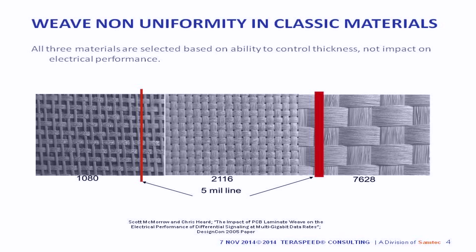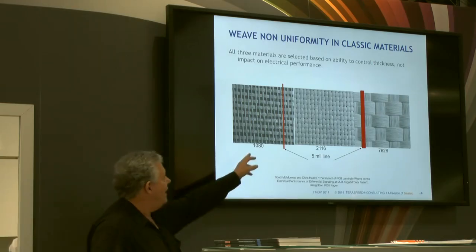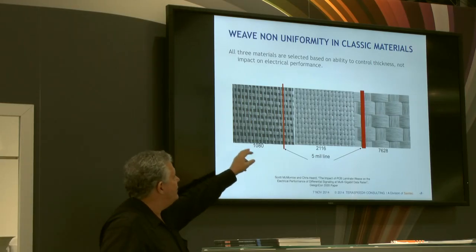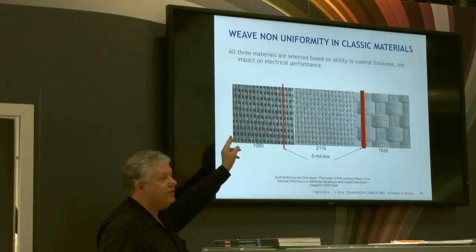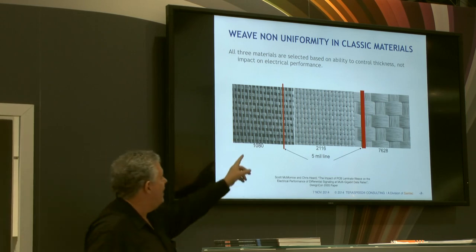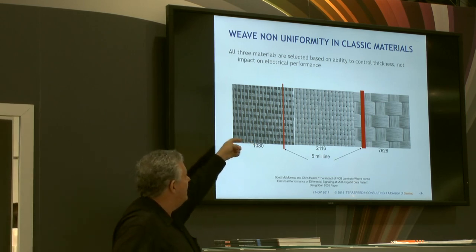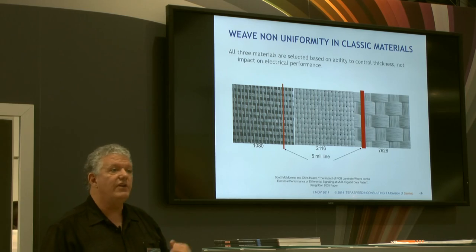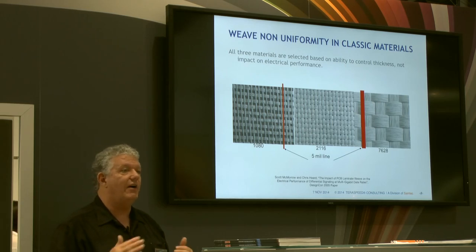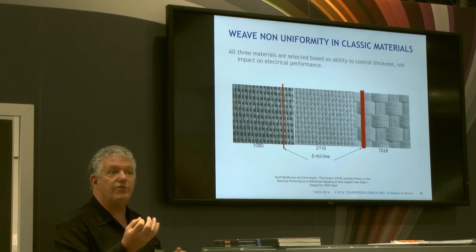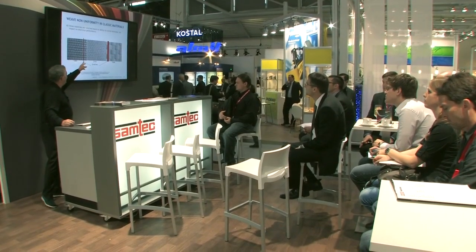So here's an example of three classical fiberglass weaves that are used in electronic products. 1080 glass, you can see that it has two different fiberglass properties. It has thin fibers in one direction and thick fibers in the other direction. So now you can imagine that if a signal is traveling on a printed circuit board trace on copper, in one direction it'll see one set of electronic properties, dielectric properties. In the other direction it'll see a totally different set of properties.